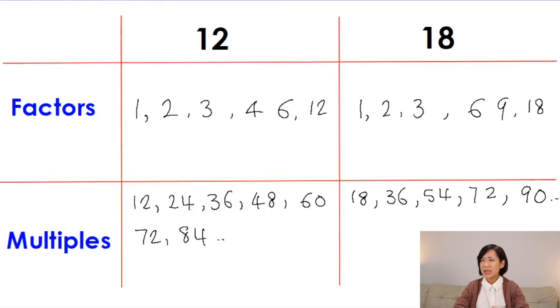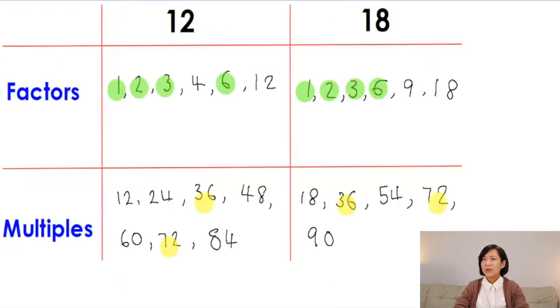Can you see the same numbers? Now here you can see the common factors of 12 and 18, that is 1, 2, 3 and 6, and you can also see common multiples of 12 and 18, that is 36, 72. Then I think we can find more, and these are common factors and multiples.